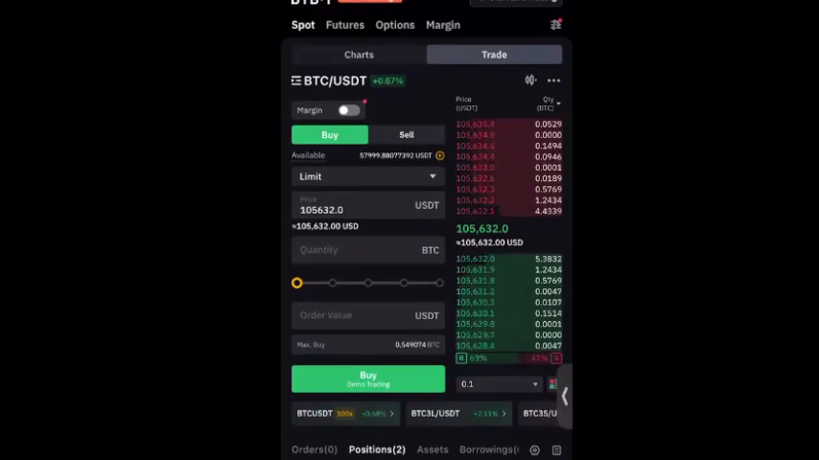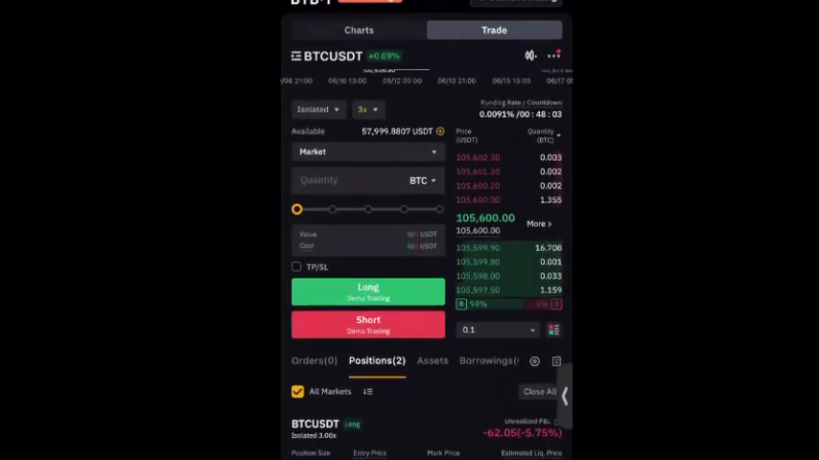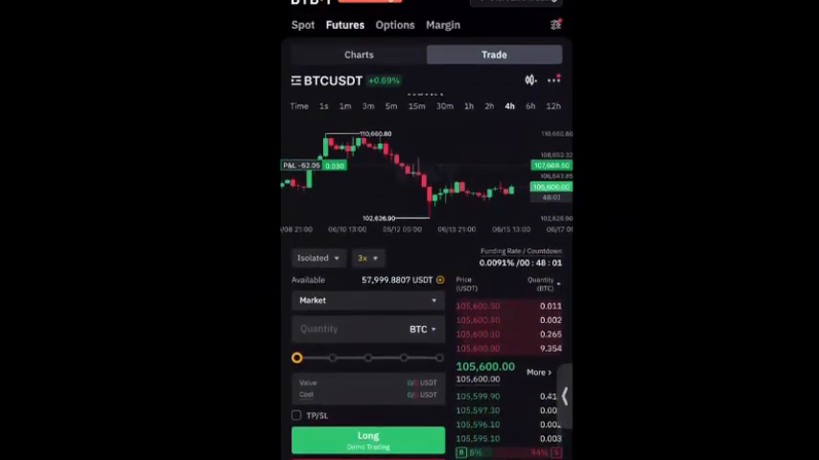If you look at the top part of the screen, you can see that it's on spot. I'm going to tap that futures there right now. I'm going to tap futures. So now we have switched to futures. This is what is called futures trading. That's what we're about to learn right now.